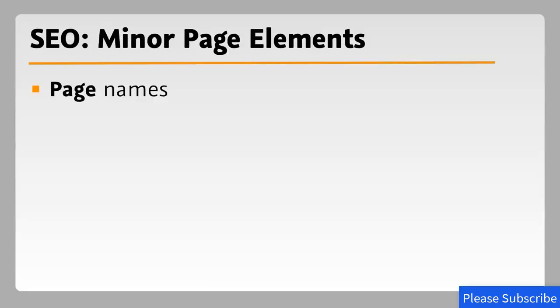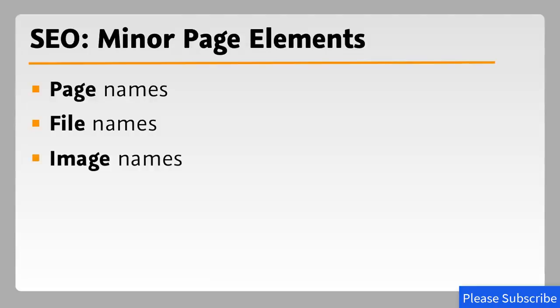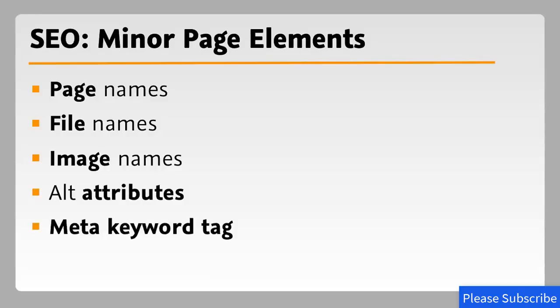The first is in the page name, the name of the page that's simply being displayed. We can also optimize the name of the file, an image, a document. Again, with images, I've seen so many images uploaded where it's simply the name that was assigned to it from the camera it was taken from, DSC110111, instead of calling the image what it is or the picture what it is. I'm also going to cover alt attributes and the meta keyword tag. A lot of people think that's still important, and it's not.